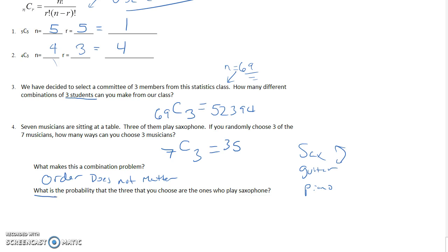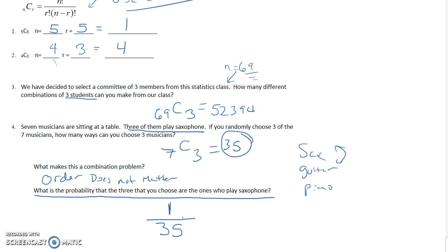Now, the next one says, what is the probability that the 3 you choose are the ones who play saxophone? There are only 3 saxophone players. It tells us 3 play saxophone. So how many ways can I get that grouping of those saxophone players? How many total combinations were there? There were 35. Remember, when it asks for a probability, we're going to want to write this as a decimal, fraction, or percent. Since we know we have 35 different combinations, how many of them are the combination which has the 3 saxophone players? Since order doesn't matter, it's going to be 1 out of 35 here.